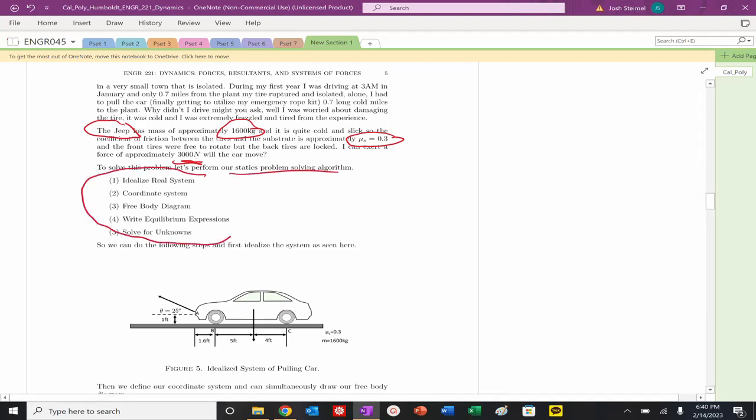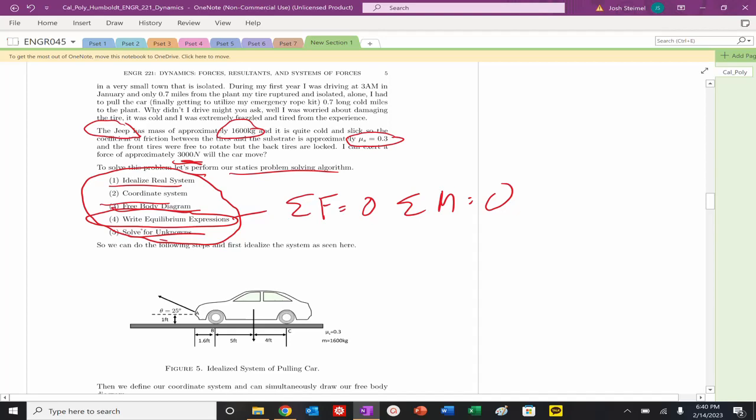Now, in order to analyze this problem, we are going to implement our statics problem-solving algorithm. First, we need to idealize the real system. Let's make some reasonable assumptions and idealize the system. Then we're going to define our coordinate system, free the body, focusing only on the body, draw the corresponding external forces that act on the body, and remove all surfaces. Then we're going to write our equilibrium expressions. What are our equilibrium expressions? The sum of the forces must be equal to 0, the sum of the moments must be equal to 0, and we're going to solve for our unknowns.